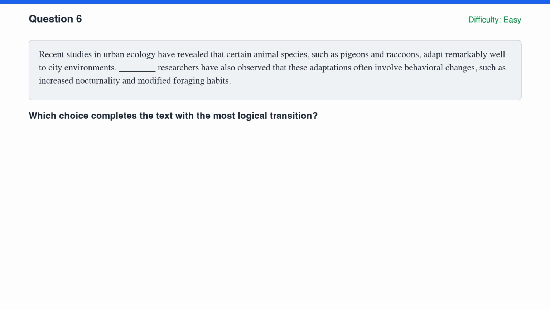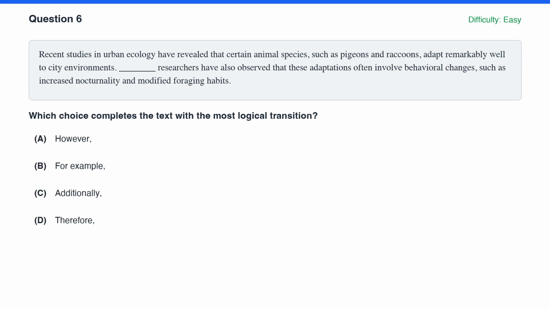This passage is titled Field Study on Urban Animal Behavior. The passage describes how species like pigeons and raccoons adapt to urban environments, then notes that researchers have also observed behavioral changes such as increased nocturnality and modified foraging. We need the transition that best links these two ideas.